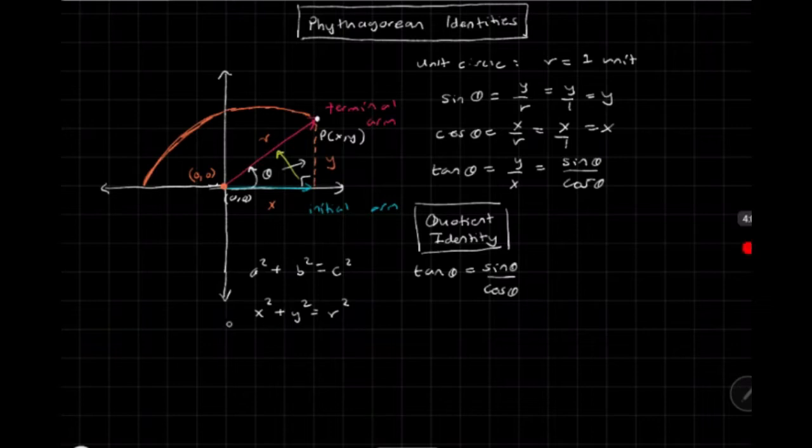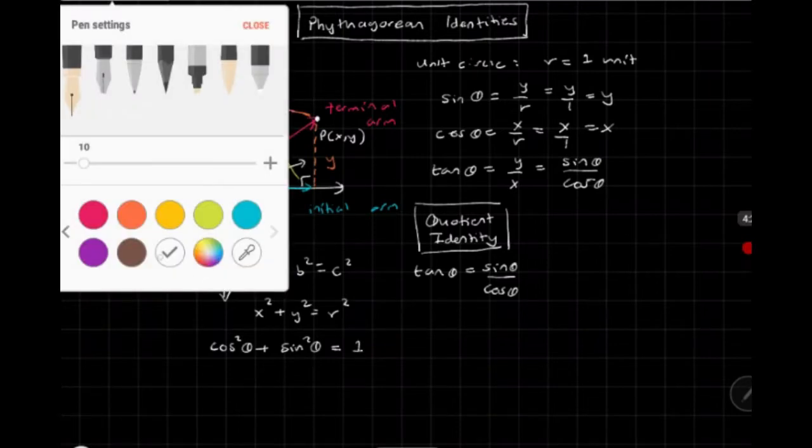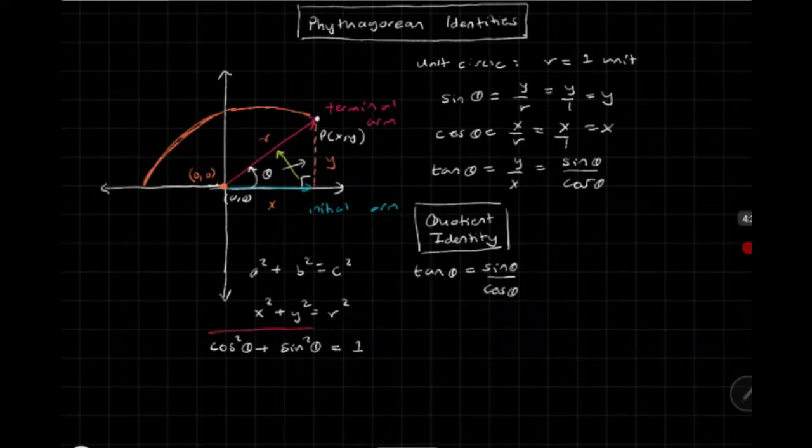So using this notion, if we apply the Pythagorean theorem and our primary trigonometric ratios, we can understand that x is cosine theta, so x squared is in fact cos squared theta. Y squared therefore would be sine squared theta, and the sum is equal to r squared. We know that r is 1 in this case, so one of our equations is cos squared theta plus sine squared theta is equal to 1.